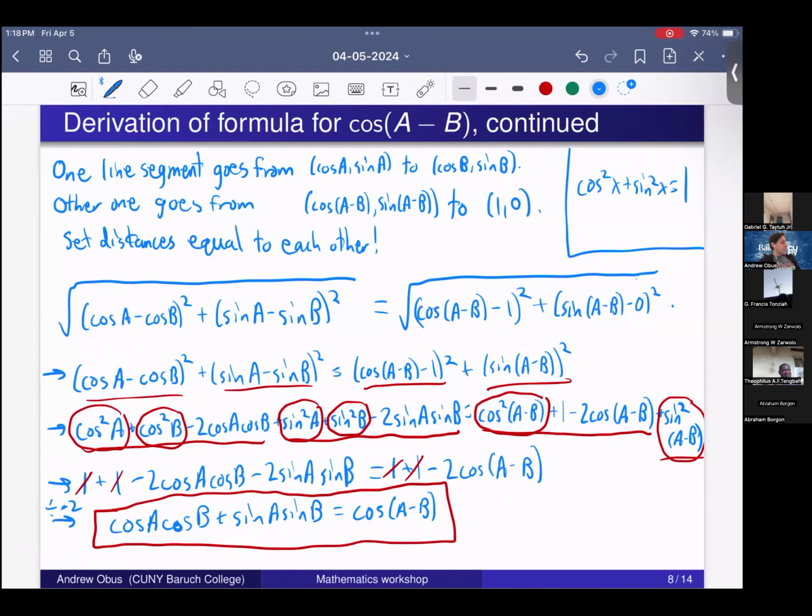All right, so we'll do an example of this. But before that example, are there any questions about the derivation of this, how it works?